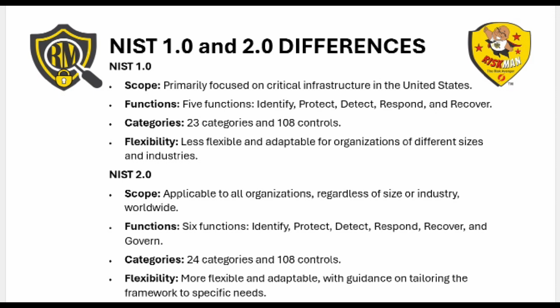So as far as categories go, they haven't really changed that much. In the 1.0 version, there's 23 categories and 108 controls. Well, in 2.0, there's 24 categories and 108 controls. Basically, that 24th category is based on adding the governance function in there. So there really isn't much change there.